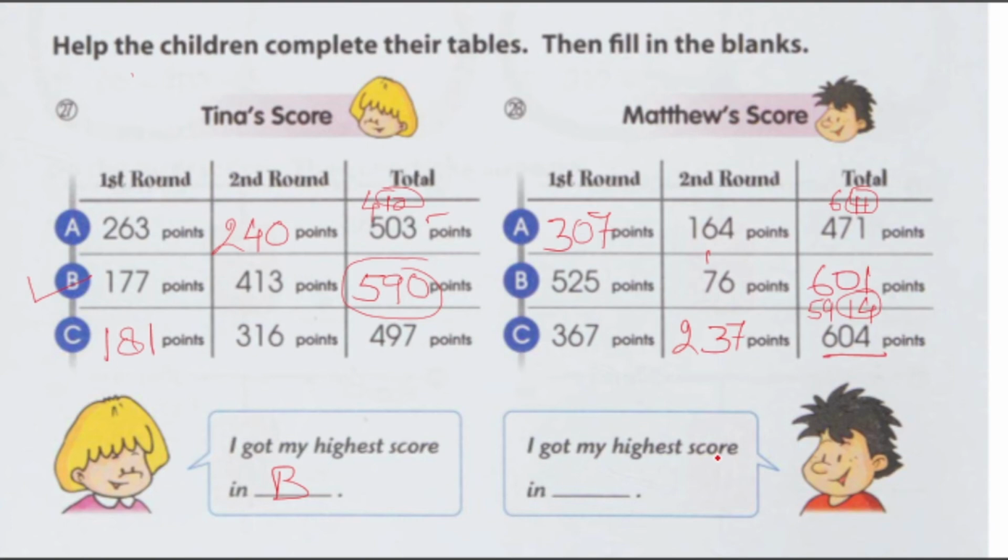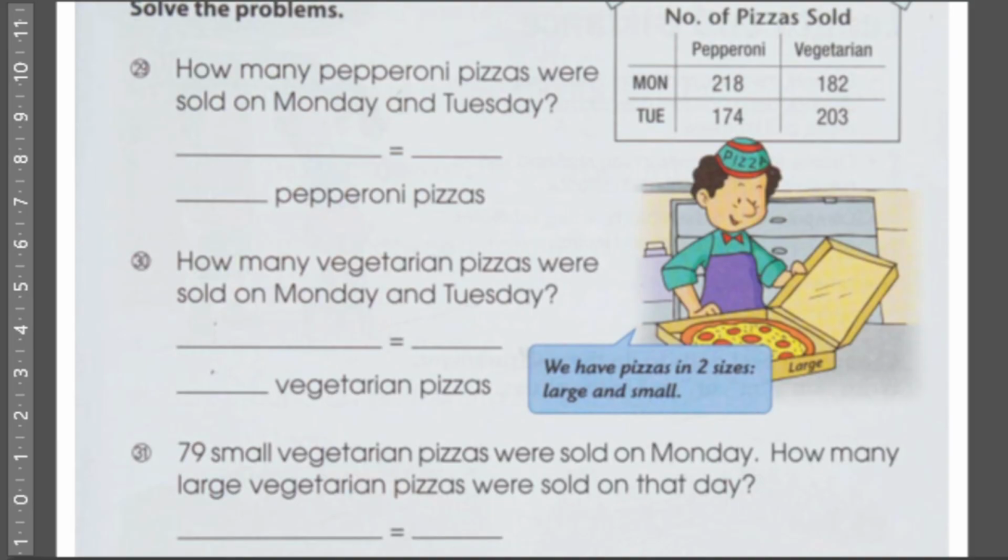Now, I got my highest score. Matthew says I got my highest score. This is 604, this is 601, this is 471. So 604 is the highest marks, that is in C. Now these are the word problems. They say solve the problem.